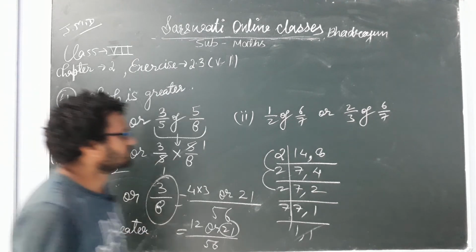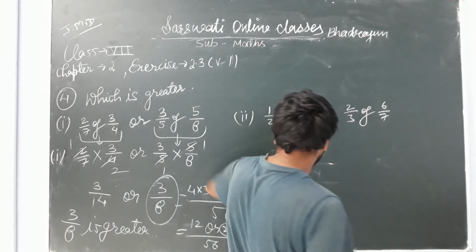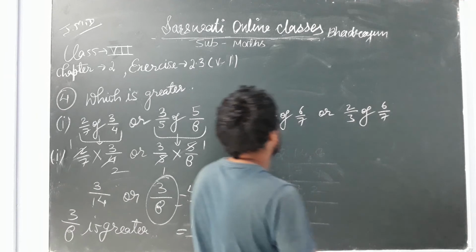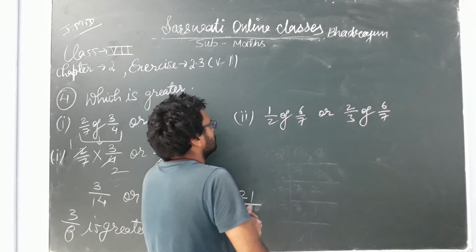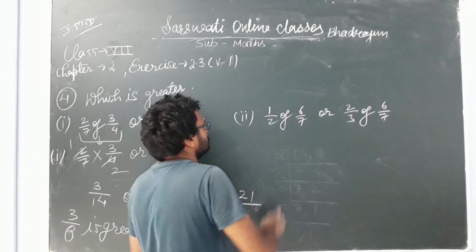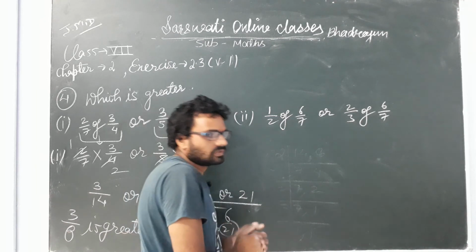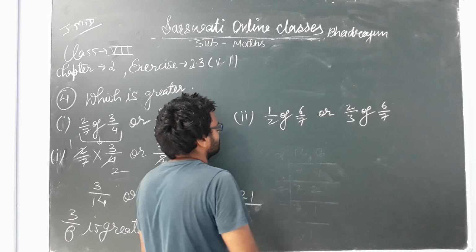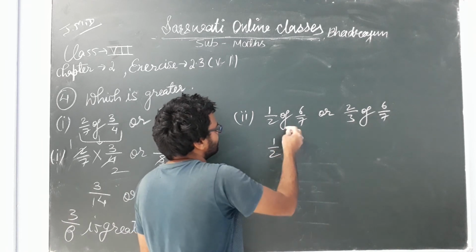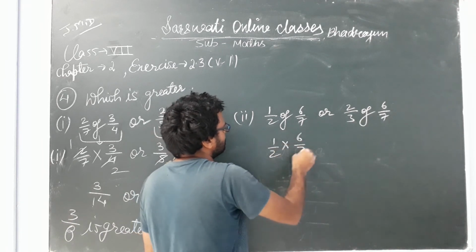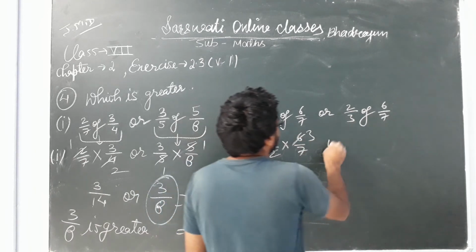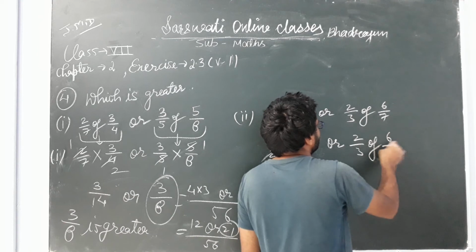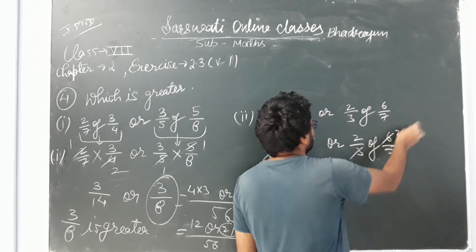Okay, next sum. I am going to our next question. Just look patiently. So this is 1 upon 2 of 6 by 7. 1 upon 2 of which? 6 by 7. So 1 upon 2 into 6 by 7, this is 3, and 2 upon 3 of 6 by 7. This is again 2.